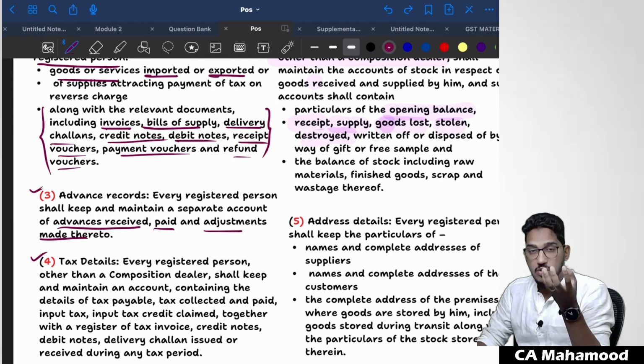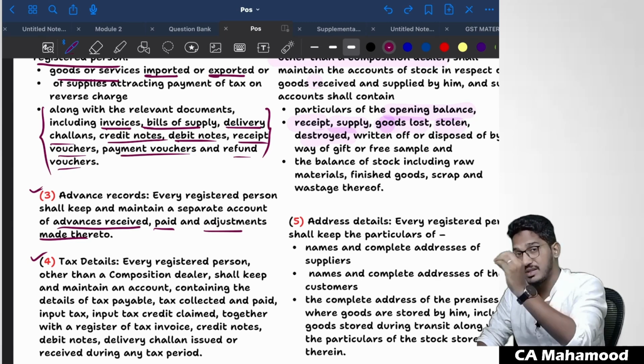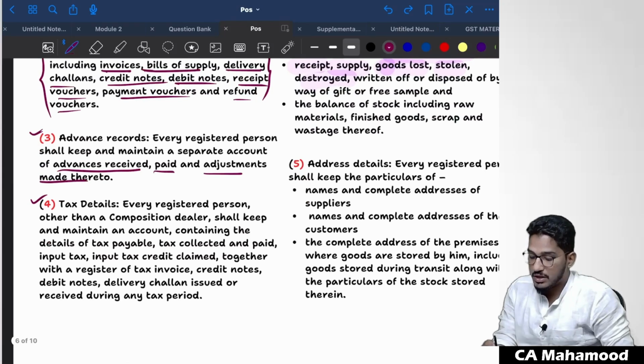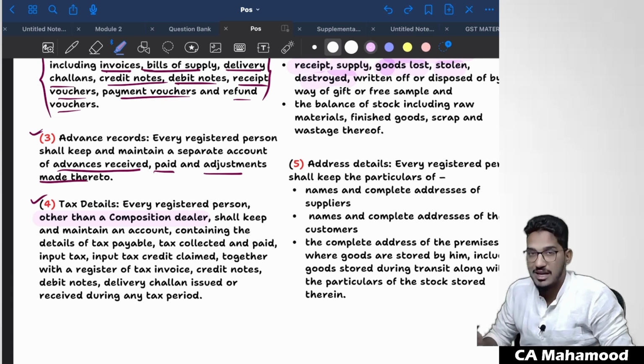So how much tax, how much ITC you have availed, how much ITC you have claimed, how much output tax you are supposed to pay, how much tax you have paid by utilizing input tax credit, how much tax you have paid by depositing cash. So even this you have to maintain, every registered person. But here also, sub rule 4 says every registered person other than composition dealer. Composition dealer also need not maintain tax related accounts.